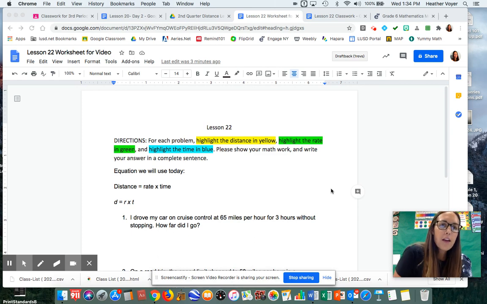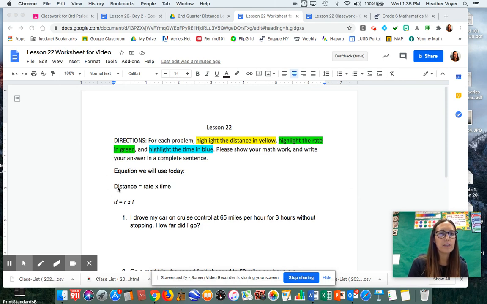So today we are still working and learning about how to solve for rate, but specifically we are going to be using an equation to help us to solve these problems. I'll talk about that equation in just a second, but let's look at the directions. It says for each problem, highlight the distance in yellow, highlight the rate in green, and highlight the time in blue. Please show your math work and write your answer in a complete sentence.